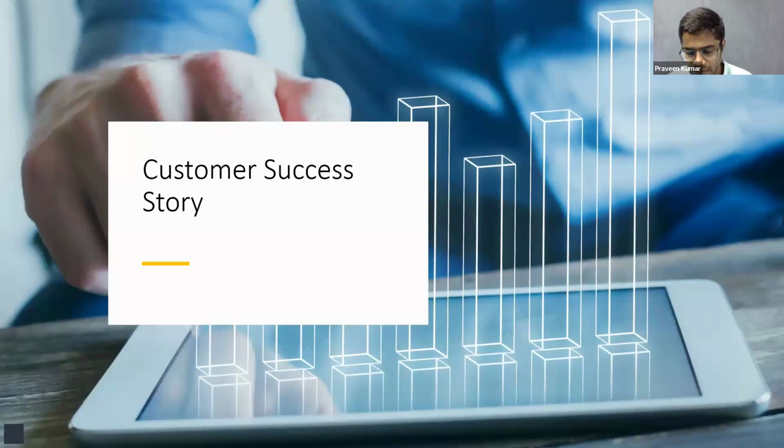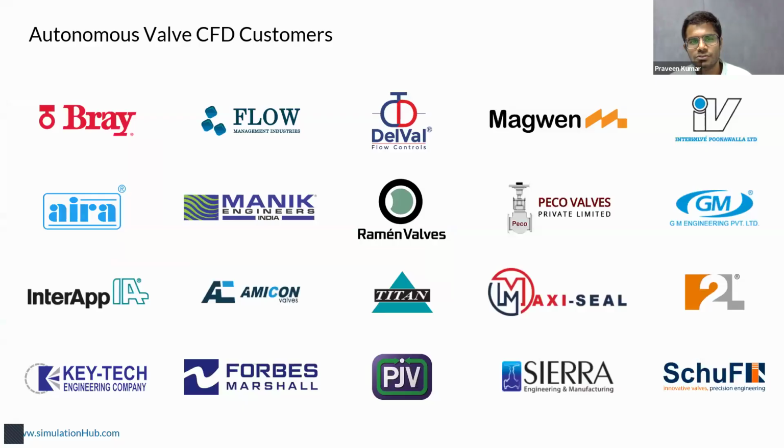So we'll see some real-life customer success stories, how they have applied this app in their process. These are our list of customers across the globe, including Bray, a flow management industry from Argentina, and then Delval, Magwin, Interval. So all customers are listed here.